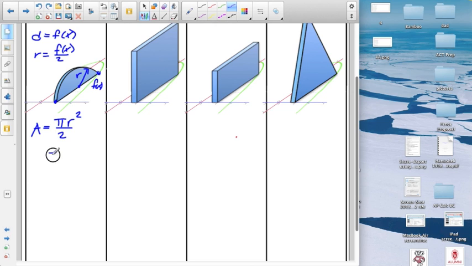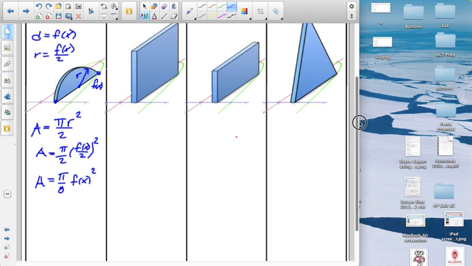So the expression for the area here for a semicircle in terms of the function is going to be pi over 2 times f of x over 2 squared. And simplifying that entire expression, we're going to have pi over 8 times the function squared. So there's an area expression as we build it along the x-axis.